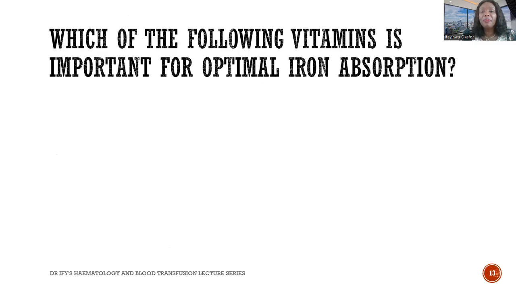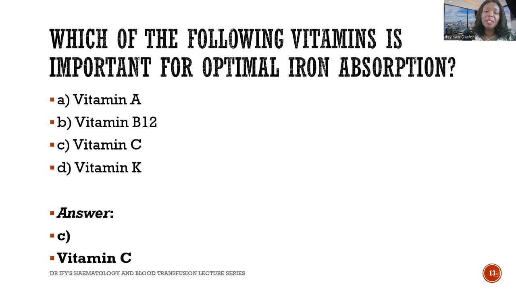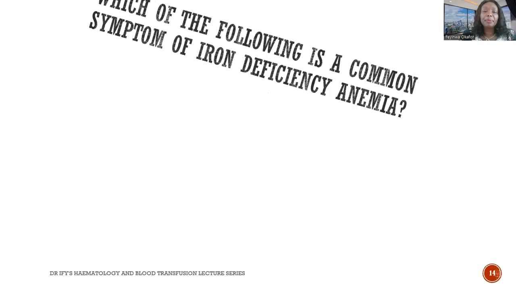Which of the following vitamins is important for optimal iron absorption? Vitamin A, vitamin B12, vitamin C, vitamin K. Answer C, vitamin C. Vitamin C is a reducing agent and it helps in reducing iron 3 that is found in our diet to iron 2 for it to be readily absorbed across the duodenal enterocytes.